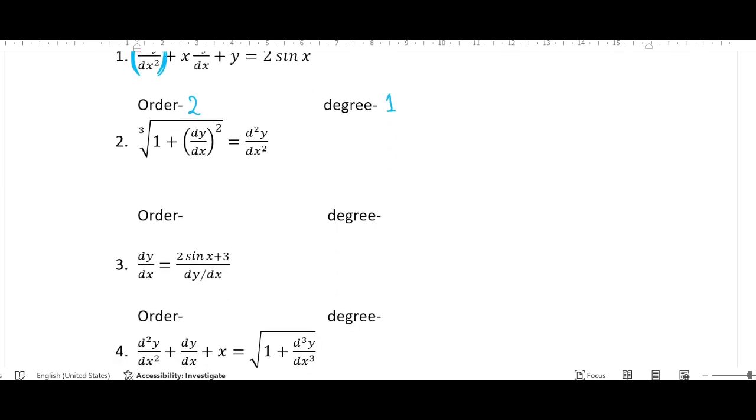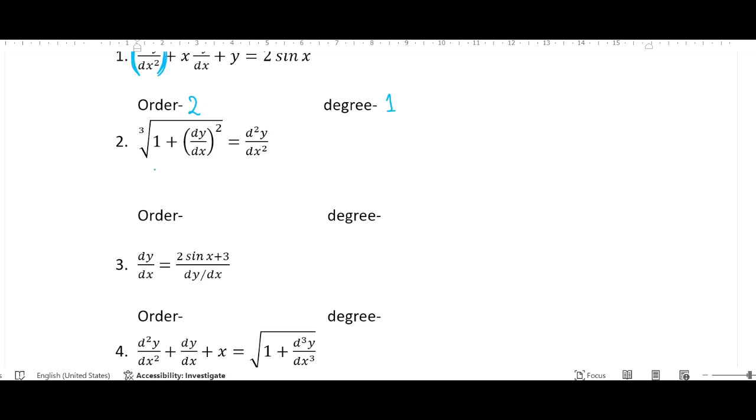Let's see the second question: cube root of 1 plus dy by dx is equal to d square y by dx square. One particular thing that you need to remember while solving such questions is that there should be no fractional power. Every power should be a whole number. Now if this is a cube root, it means that the power is 1 by 3, right? But if you want to have a whole number power, then this 1 by 3 should be shifted to the other side of the equal to.